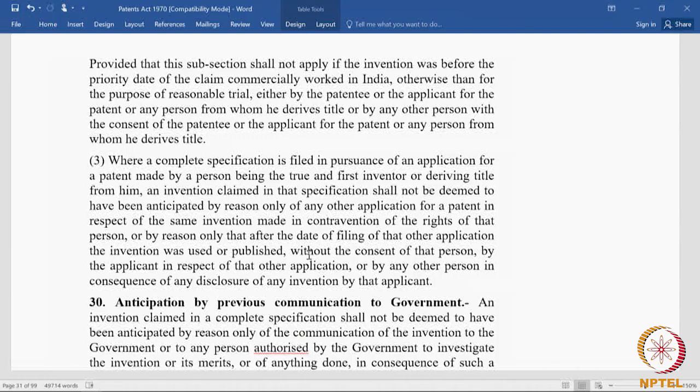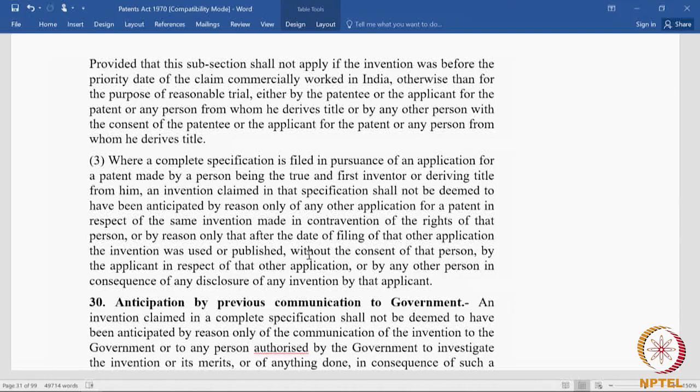Now, you will not be entitled to 29(2) if you commercially work the invention, because you are contradicting your own stand that somebody else released my invention when I myself have commercially worked it. Okay. So, commercial working is an act that can kill the novelty of an invention. Commercial working as per the Act can anticipate an invention. Is it clear? The only exception is if the commercial working was for the purpose of reasonable trial.